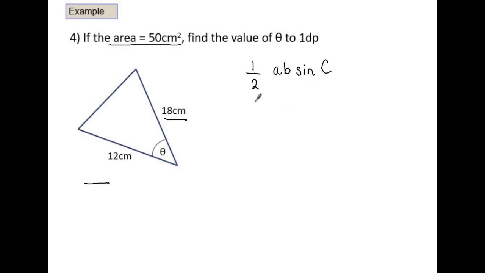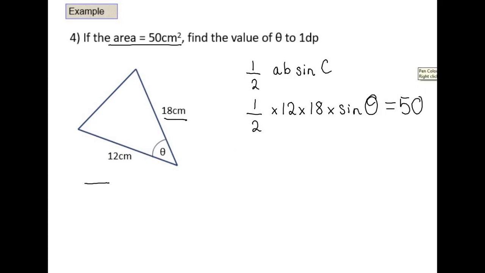we need to put in our values. So we have half, remember A and B are your 12 and 18, doesn't matter about the order, times sine theta, and remember your area is 50. So you have half times 12 times 18 times sine theta equals 50.